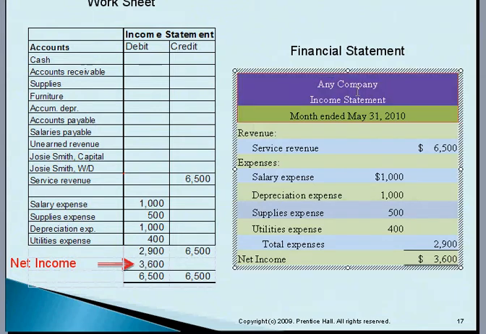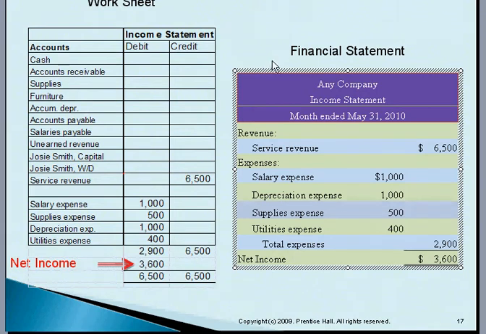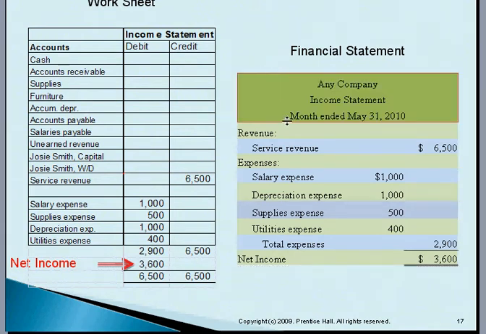So what do we always start with? The who, the what, and the when. The who is the company, the what is the statement, the when is the period. For income statements, it reflects a period of time, the month of May. During that time, we had $6,500 in revenue. We had expenses of $1,000 for salary, $1,000 for depreciation, $500 for supplies, and utilities of $400.